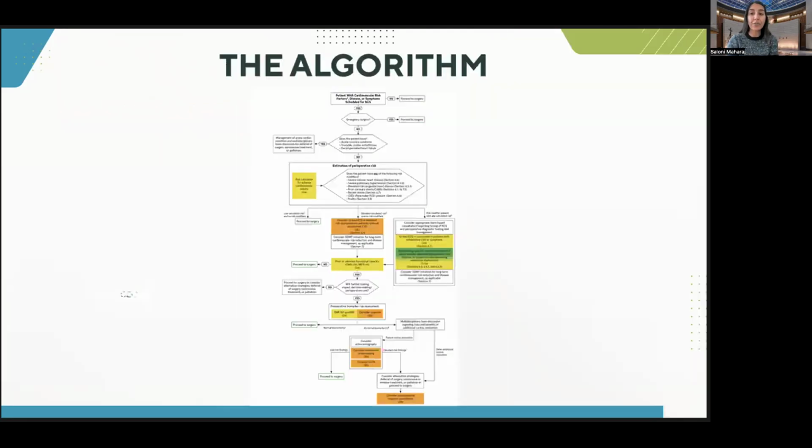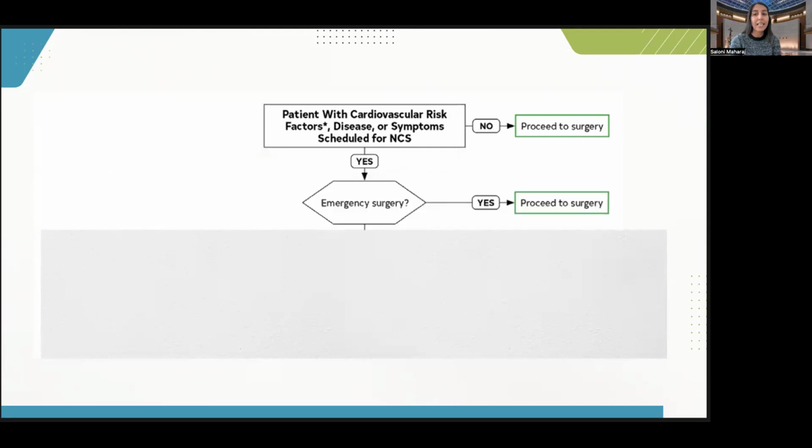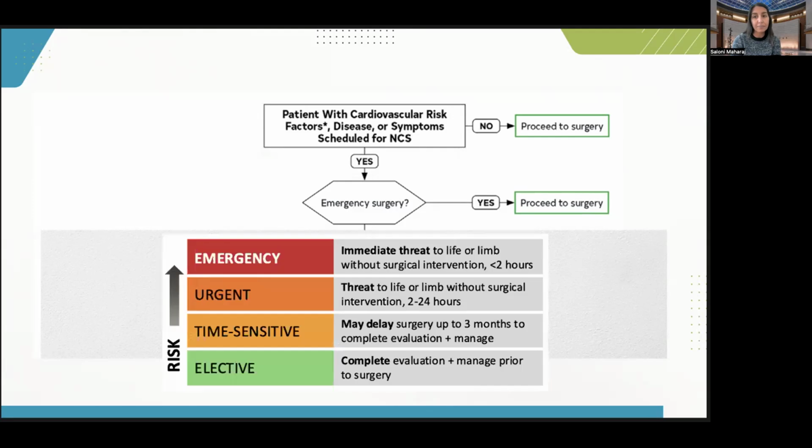Here's a bird's eye view of the full algorithm from the 2024 ACC-AHA guidelines. Let's break it down step by step. The first question to ask is whether your patient has any cardiovascular risk factors, disease, or symptoms. If not, you can proceed to surgery without any further workup or testing. But if they do have risk factors or symptoms, the next step is to assess the urgency of surgery.